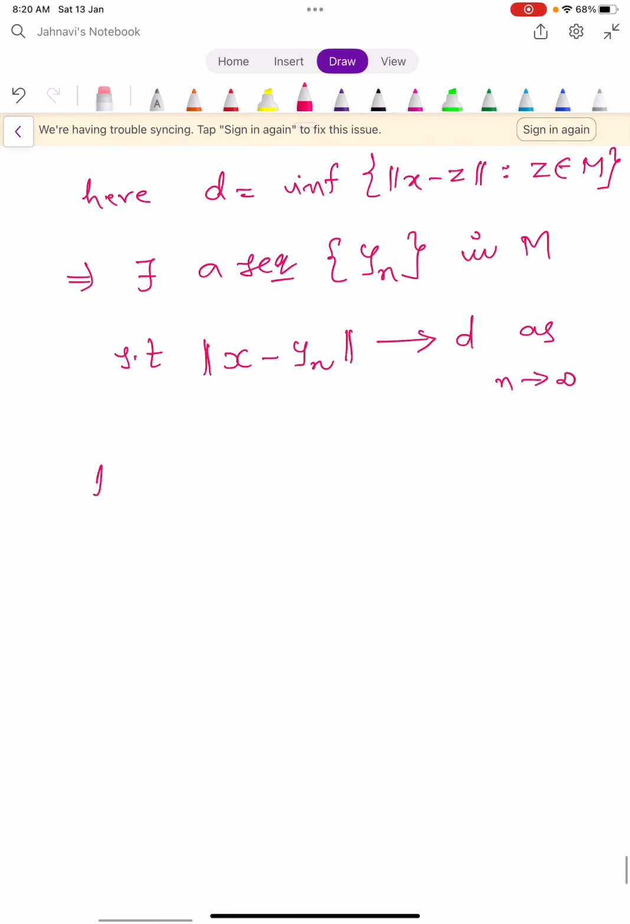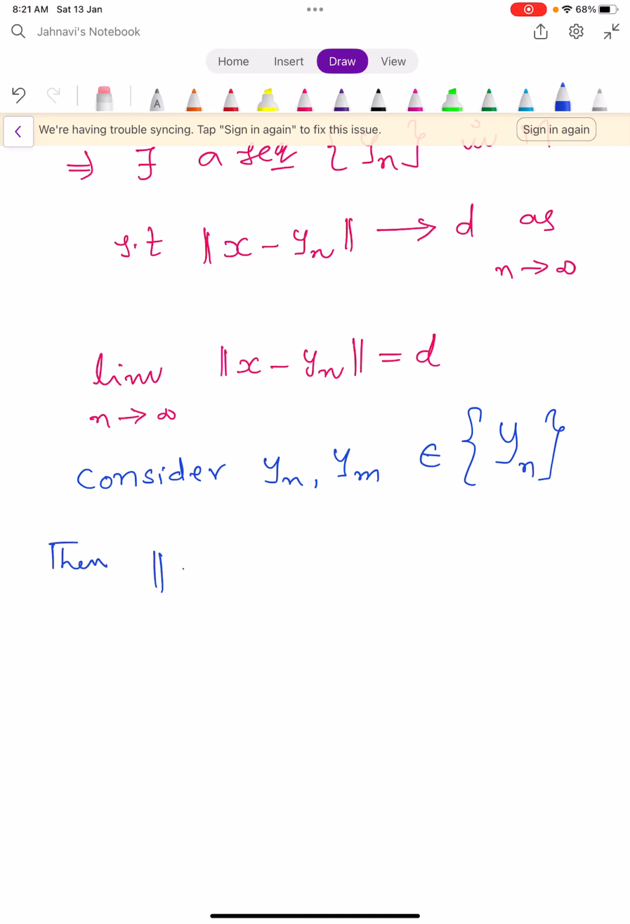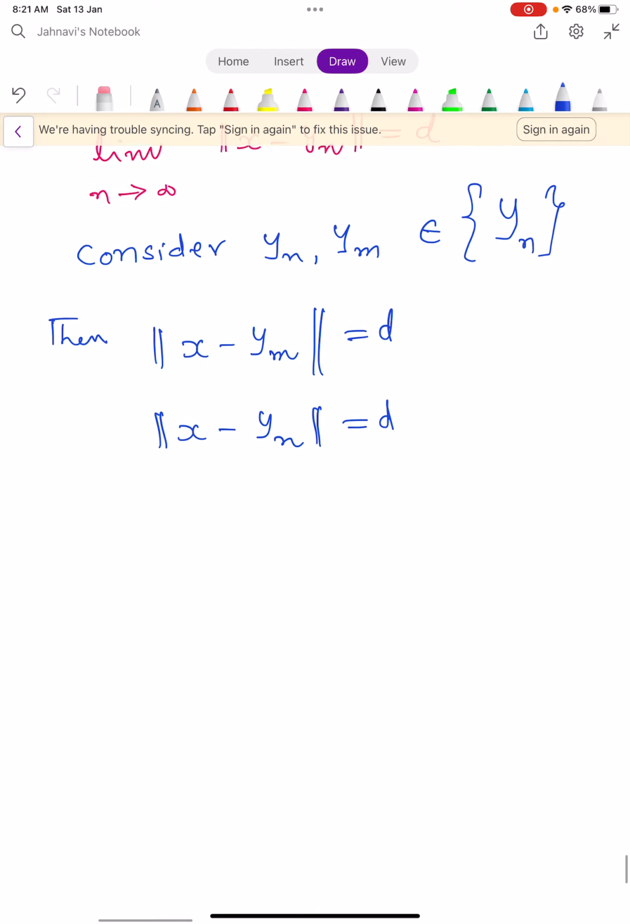In other words, it can be written as the limit as n tends to infinity of norm x minus yn is equal to d. Now take any two elements yn and ym from the sequence yn. Then obviously norm x minus ym is equal to d, as well as norm x minus yn is also equal to d.